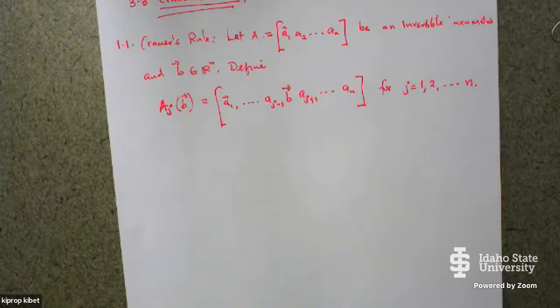So here we actually replace the vector Aj by our B. Since this one is A1 up to A(j minus 1), there was Aj here, but we can replace it with that vector B.